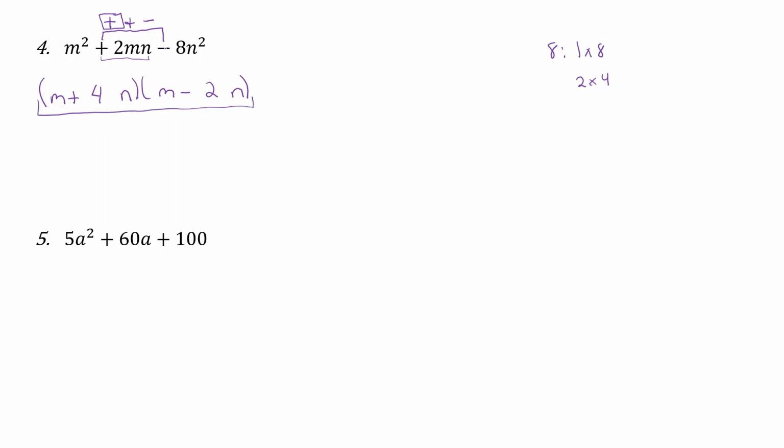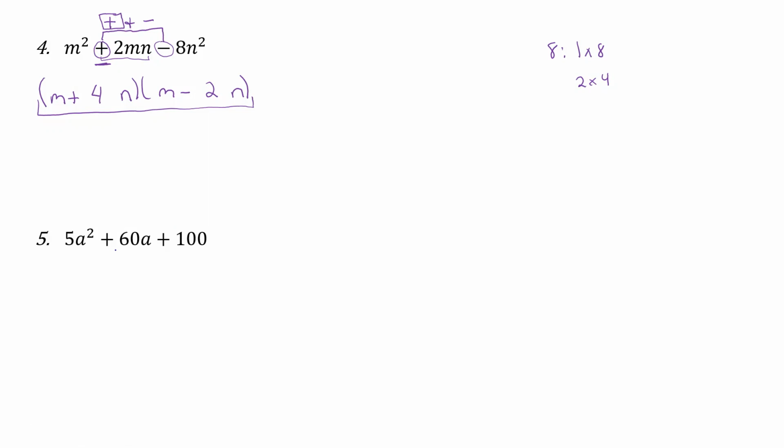So when we have the negative here and the positive here, the sign of the larger factor is going to be the sign of the middle term. So we could have a negative in this place too, and that means the sign would be a negative instead of the positive. So it all depends on which one is going to be the larger term.